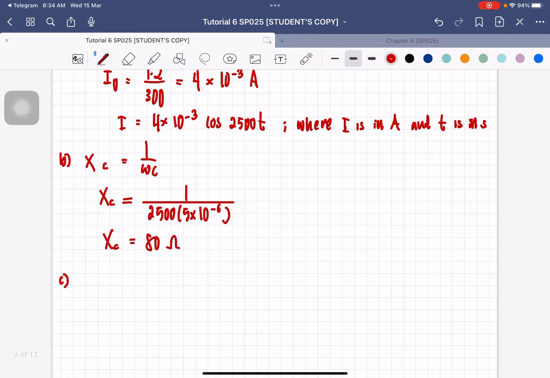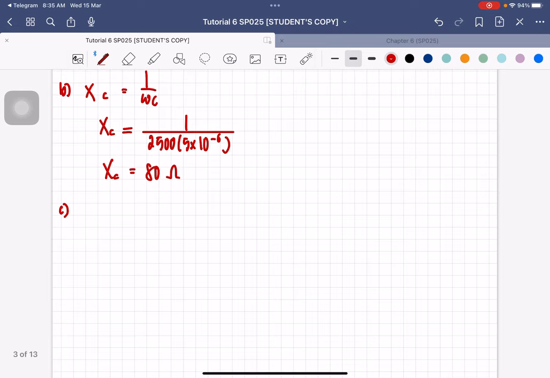So for this one, you can either keep it in cos or you can change it to sine. Okay, so I would prefer to use sine because that is the general equation that I always use in our notes. So this is going to be sine omega t. Okay, but in order for us to do this, we have to know whether the voltage across the capacitor lags or leads the current.